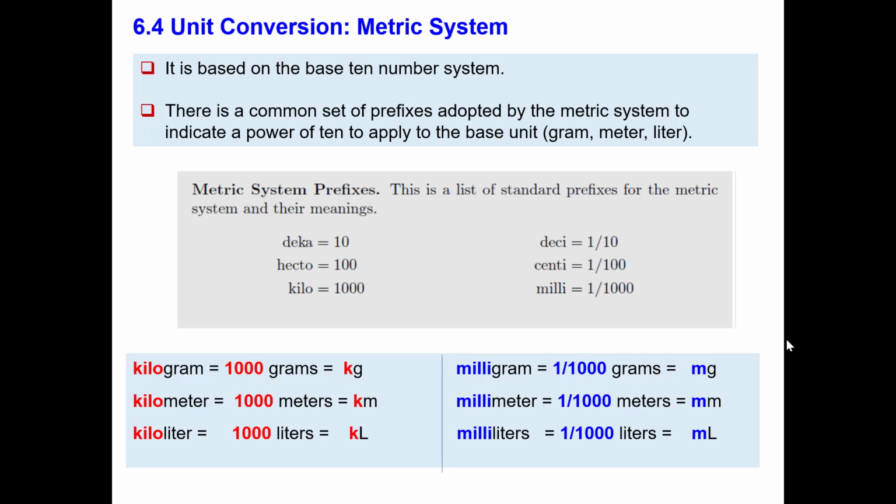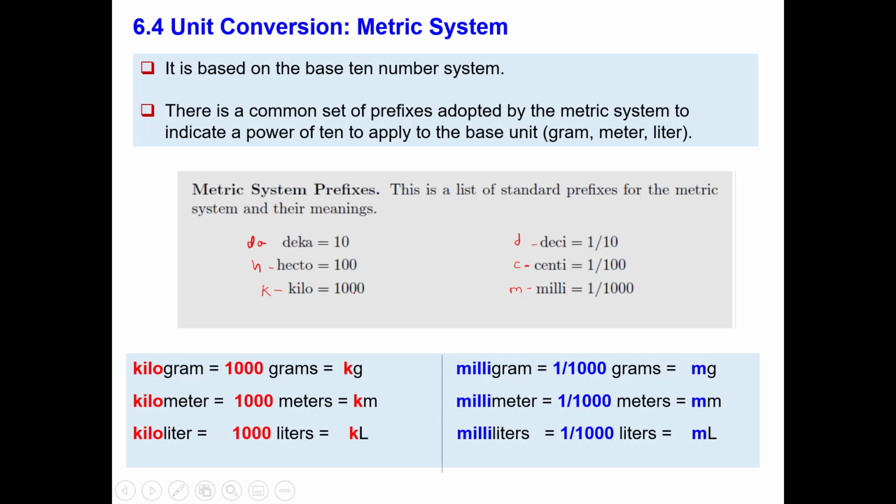Then we can abbreviate these prefixes using just one or two letters. For example, for deca we have DA. For hecto, just H. For kilo, just K. For deci, just D. For centi, just a small c. And for milli, just a small m.